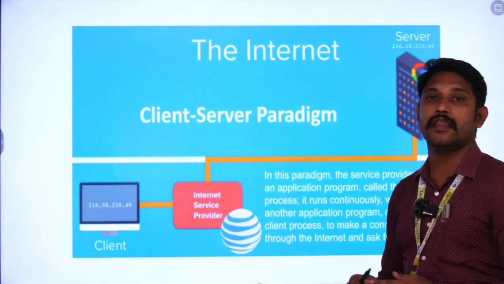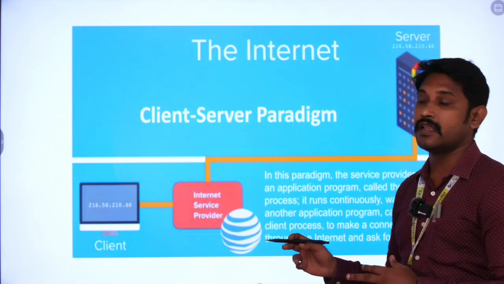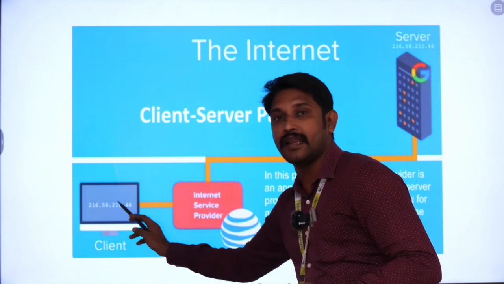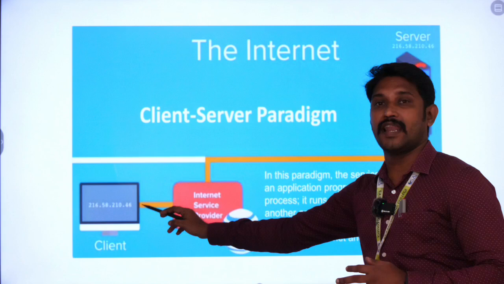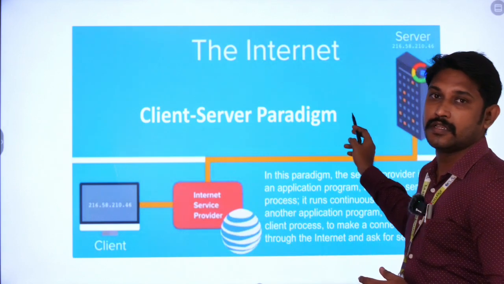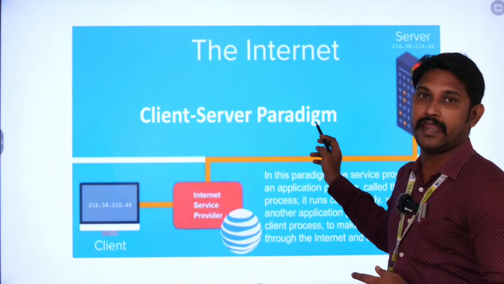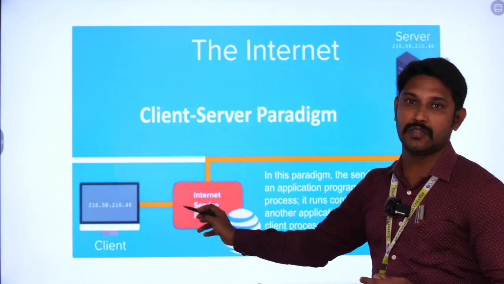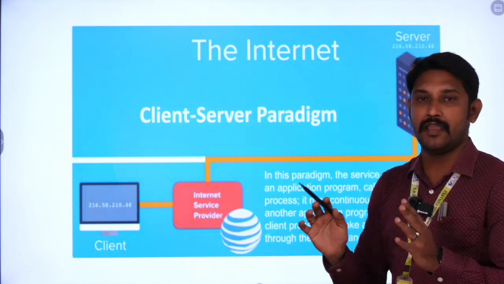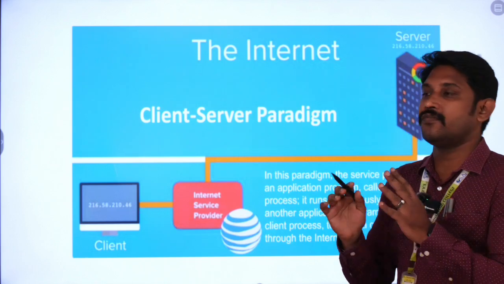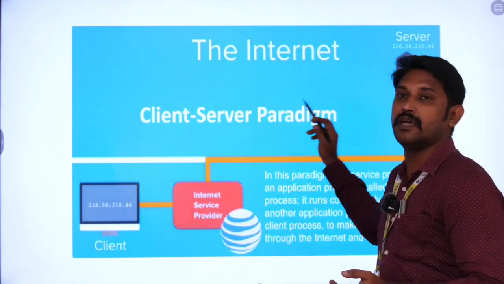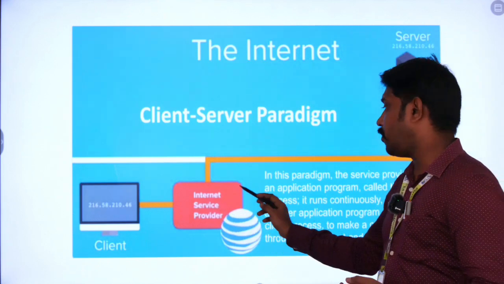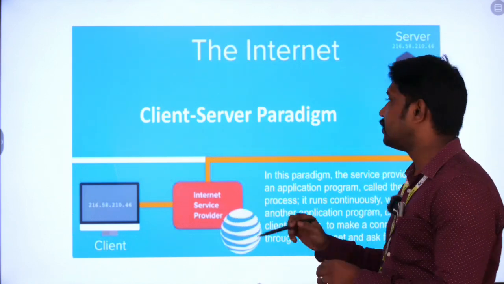Here is the complete architecture of a client and server. This part will act as a client and this part will act as a server. First the client gives a request to the server part, the server accepts, and the server responds to the client. Here the complete binding operation takes place. Once it is complete, the data is transferred from client to server and server to client with the help of the internet service.